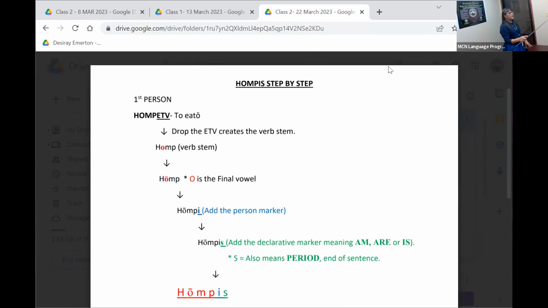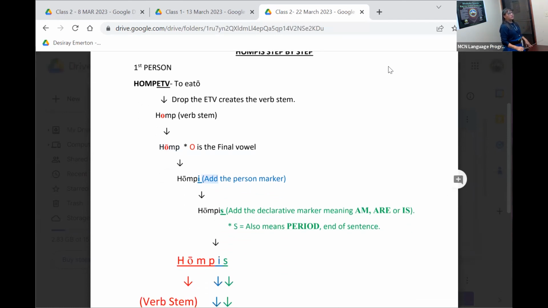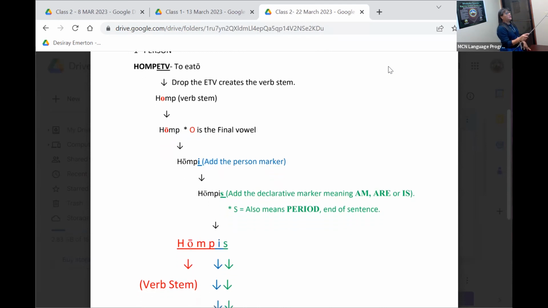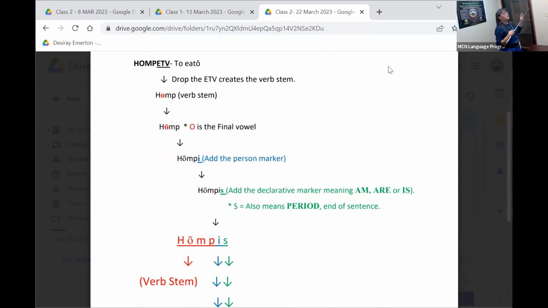And it shows you right here in the blue to add the person marker. Since we're talking about I, we put the I there. And you can see where you're starting to change the word. I don't have my steps printed in front of me, but like I said, I just made this to help you guys understand what the rules were, and you can go step by step. So you see right here, you add the person marker. Since we're talking about I this week, we're adding the I. Next week, we'll do you, which will be it's. And then the following week, it'll be nothing, which will be he, she, it, or they.